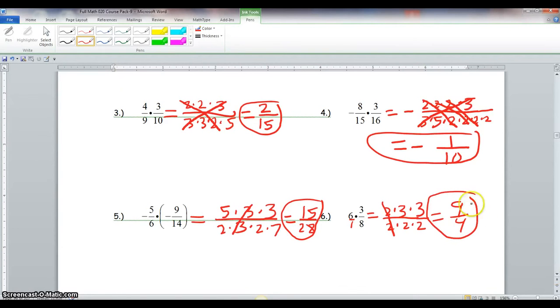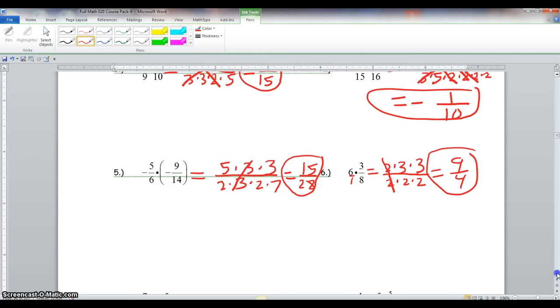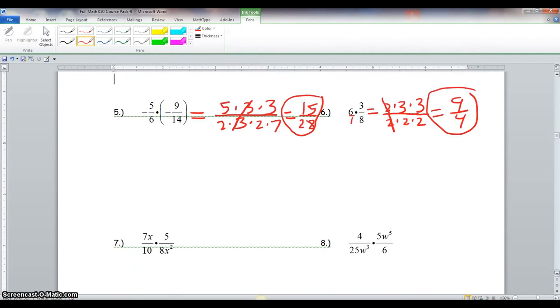Now, I know this is an improper fraction, but we have not gotten to changing it to mixed numbers, so we would just leave it as an improper fraction. And also, just as a side note, an improper fraction is simplified when you simplify it out like we just did. Changing it to a mixed number is not simplifying.